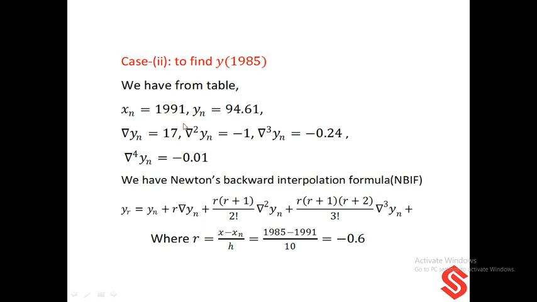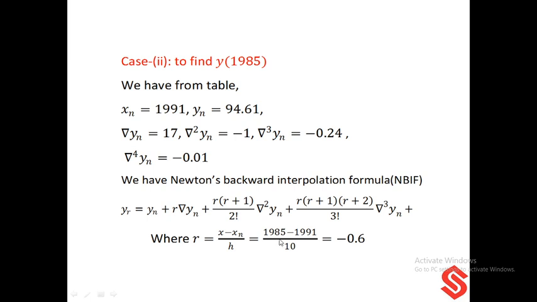So again from the table we have xn is 1991, yn is 94.61. Then the leading backward differences: del yn 17, del square yn minus 1, del cube yn minus 0.24, del power 4 yn minus 0.01. So now we write the backward interpolation formula, that is y r is equal to yn plus r del yn plus r into r plus 1 by 2 factorial del square yn plus r into r plus 1 into r plus 2 divided by 3 factorial del cube yn plus etc., where r is x minus xn by h.